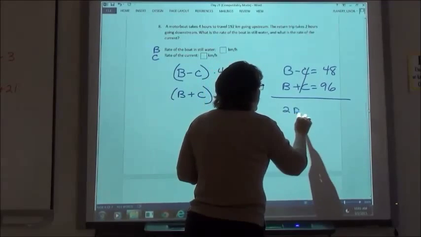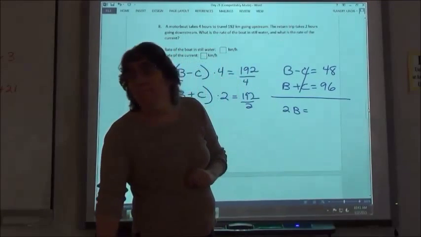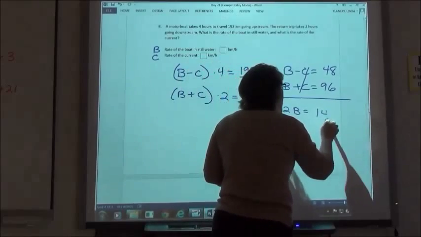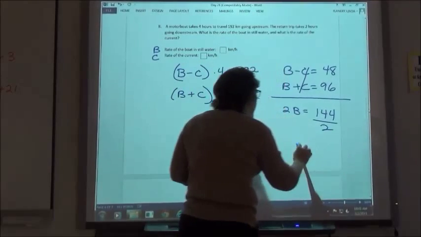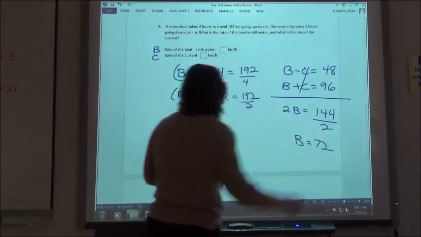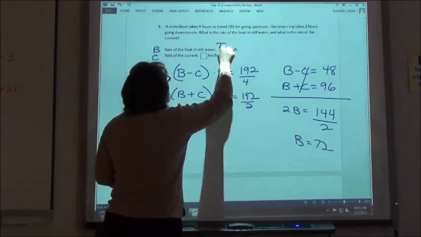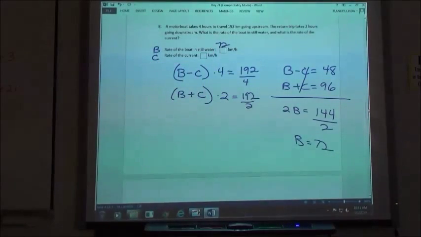2B equals 144. 2B equals what? 144. And if I divide by 2, 72. The boat is going 72 kilometers per hour. If I want to find how fast the current is going, where might I plug that in?